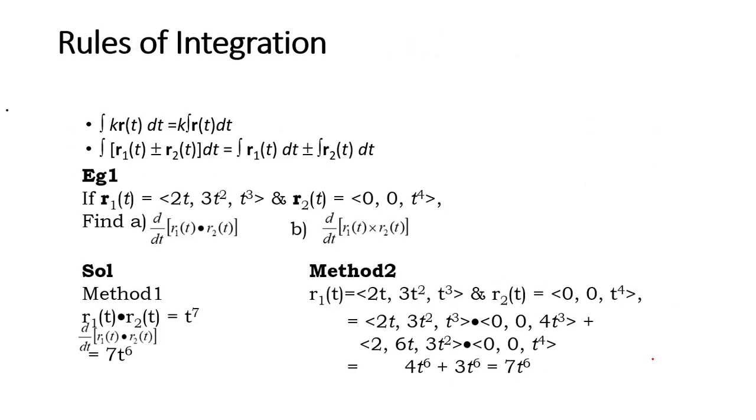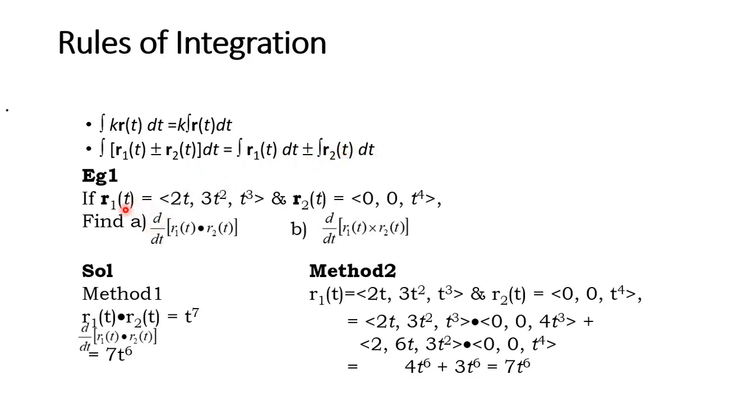For the rules of integration, integrate k times r(t) dt. k is a constant, so you factor out the k and integrate r(t) dt. And this is the linearity property: integrate r1(t) plus or minus r2(t) dt is equal to integrate r1(t) dt plus or minus integrate r2(t) dt. This is a linearity property.